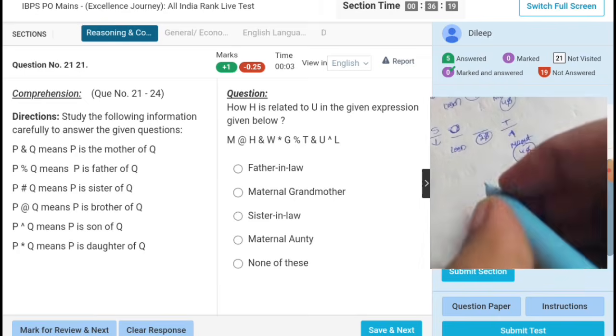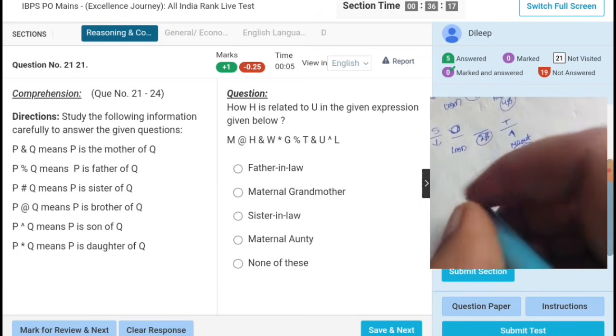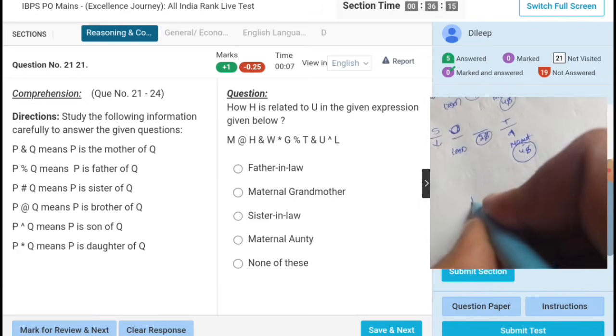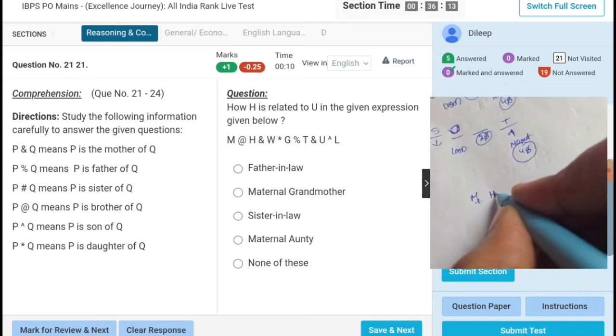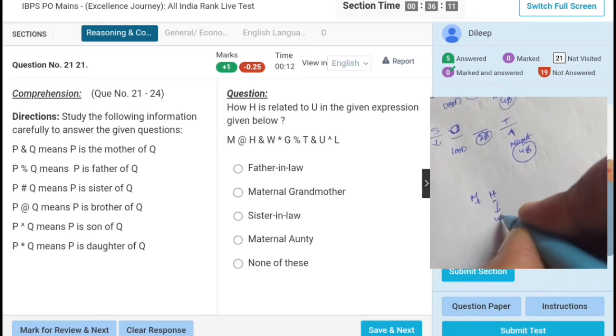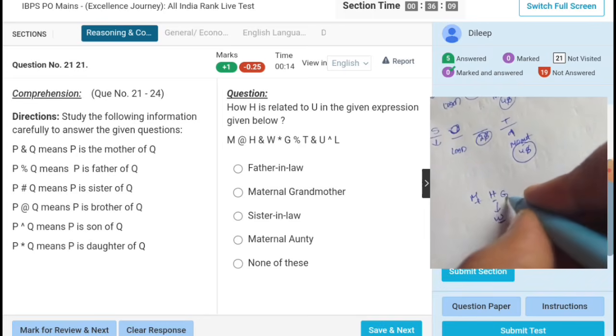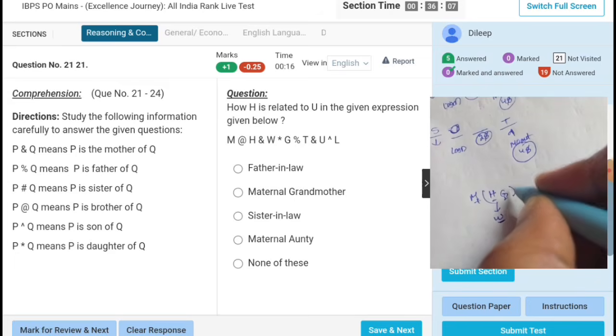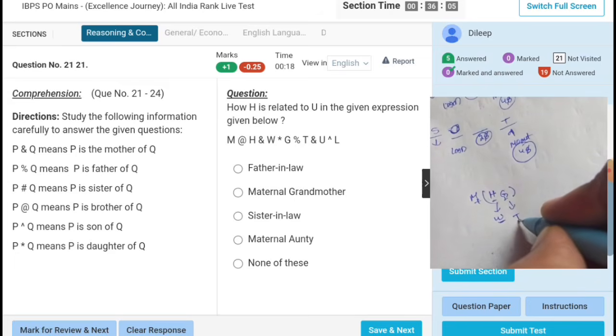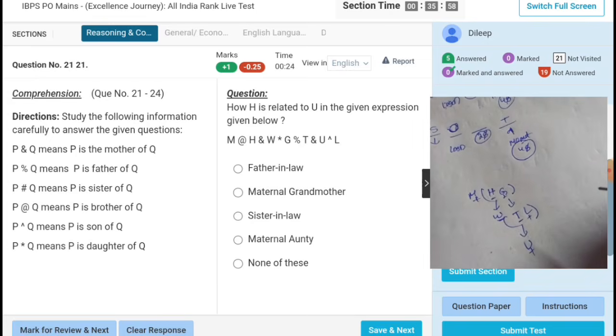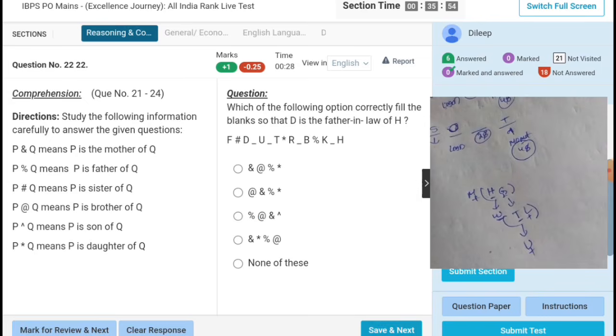So M is the brother of H, H is the mother of W, and W is the daughter of G. G is the father of T, and T is the mother of U, and U is the son of L. H related to U? Maternal grandmother.